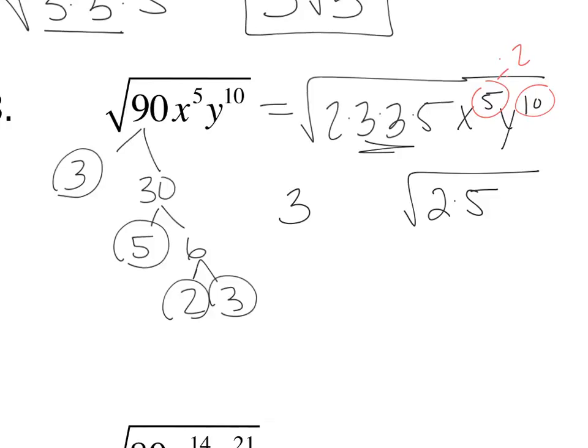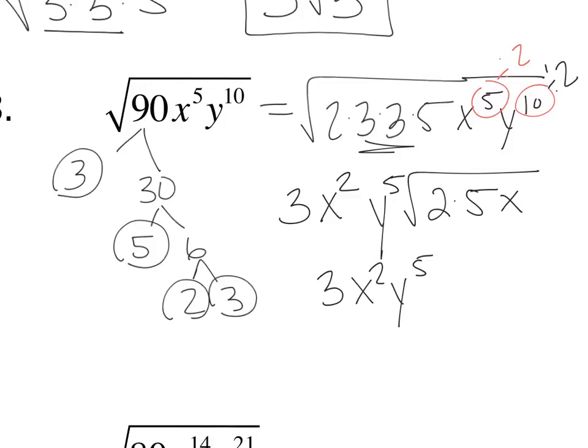2 goes into 5 evenly twice, so I'm going to write x squared on the outside, and there's 1 x left over. Then I divide the 10 by 2. Well, 10 divided by 2 is 5, so it would be y to the 5th. If there's an odd number of letters, you end up leaving one inside, and then the pairs go on the outside. So your final answer is going to be 3x squared y to the 5th times the square root of 10x.